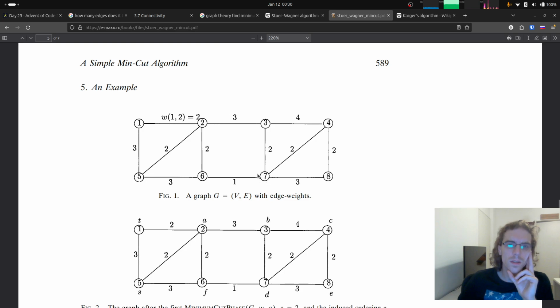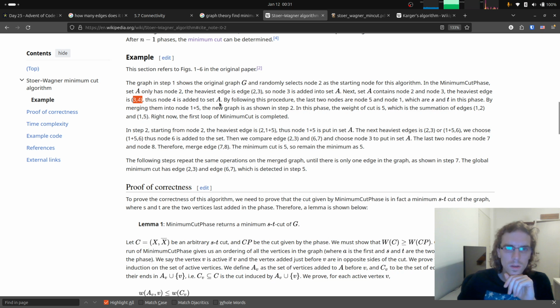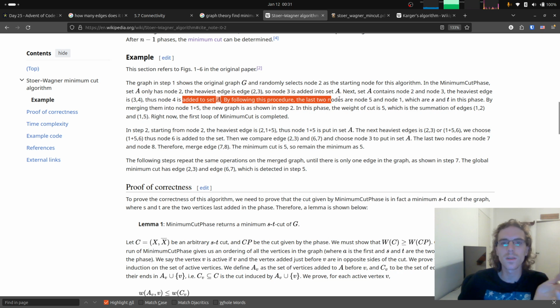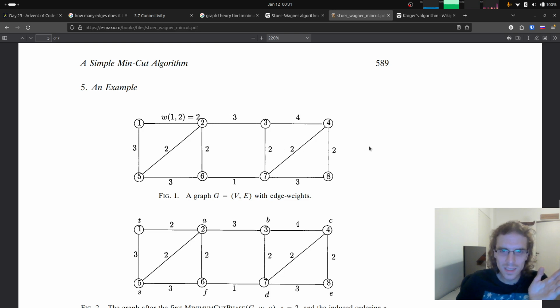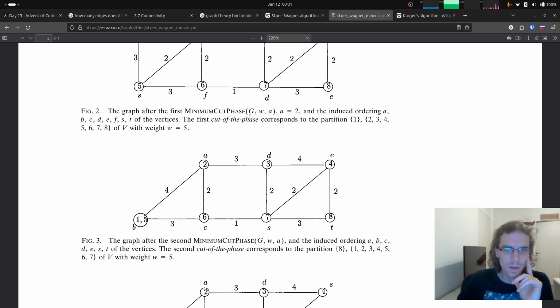Once we add 4, this 7 looks like a best candidate because it connects to 3 and 4, and it has total weight of 4. So is that what happens? 4 is added to set A. By following this procedure, there's 2 nodes. Come on, the next one was going to be an interesting one, and I think 7 was. Is it explained here?